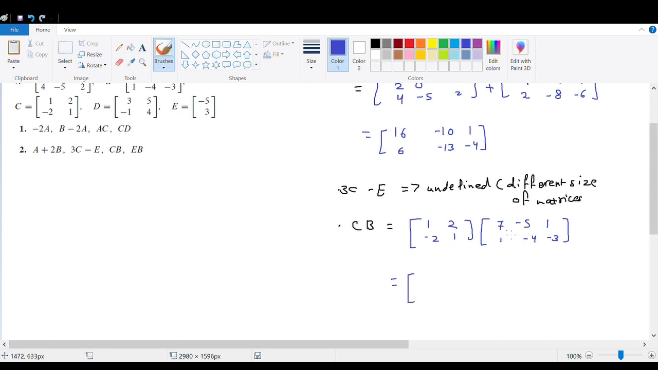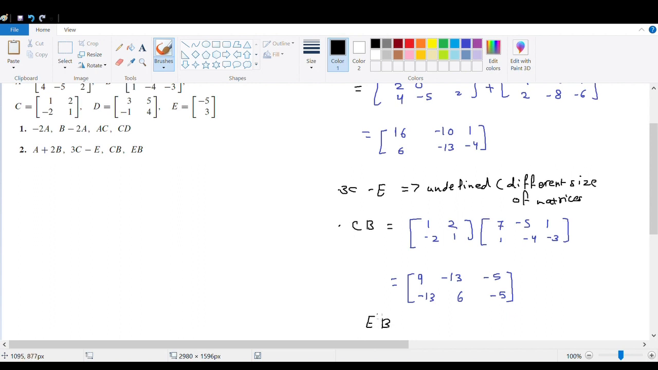So 1 multiplied by 7 plus 2 multiplied by 1 gives us 9. Then the first row with the second column: 1 multiplied by minus 5 plus 2 multiplied by minus 4, we get minus 13. Then 1 multiplied by 1 plus 2 multiplied by minus 3, we get minus 5. Now we take the second row multiplied by the first column, then the second column, then the third column. And we get here minus 13, 6, minus 5 again.